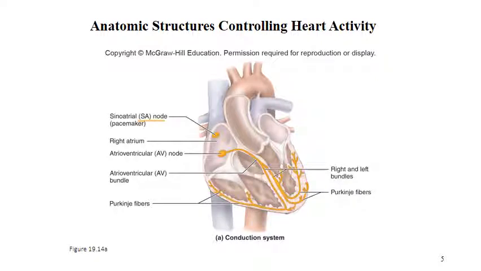Our SA node starting at the top here, the pacemaker, and then we have our atrioventricular node right above the tricuspid valve before getting into the right ventricle. Then we have the atrioventricular bundle, or the bundle of His, that's going to be coming down this direction. We have the right and left bundles that are going to split here, and then the Purkinje fibers are coming up into each of these places. Coming into these different pieces here, connecting into the papillary muscles and the rugae that are in here.